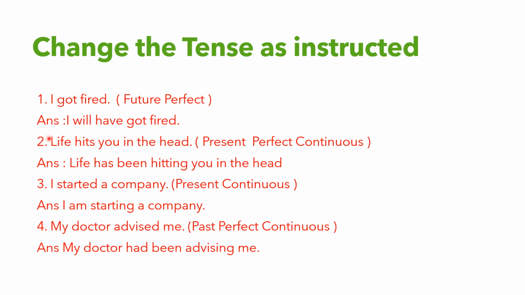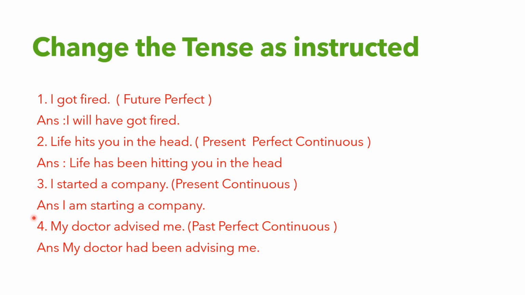The second example, life hits you in the head. You have to change it into the present perfect continuous. So the answer is life has been hitting you in the head. So has been hitting is the present perfect continuous tense. Third example, I started a company. You have to change it into the present continuous tense. So the answer is I am starting a company. So am starting is the present continuous. The form is subject, am, are, is, ing form of the verb.